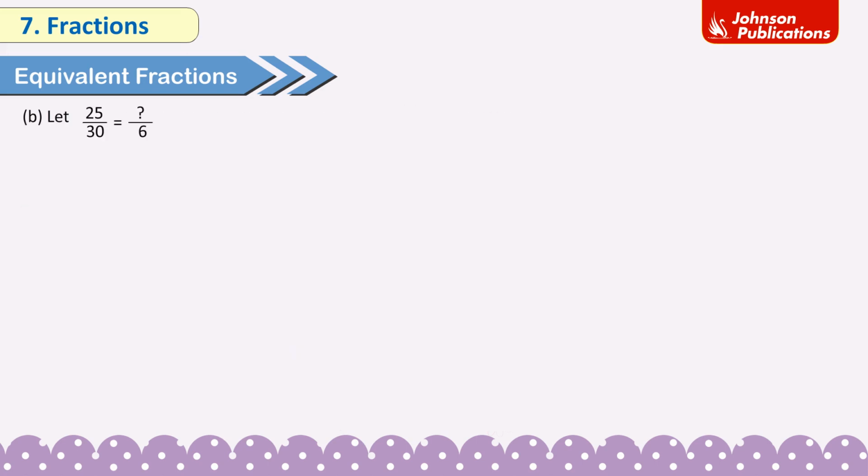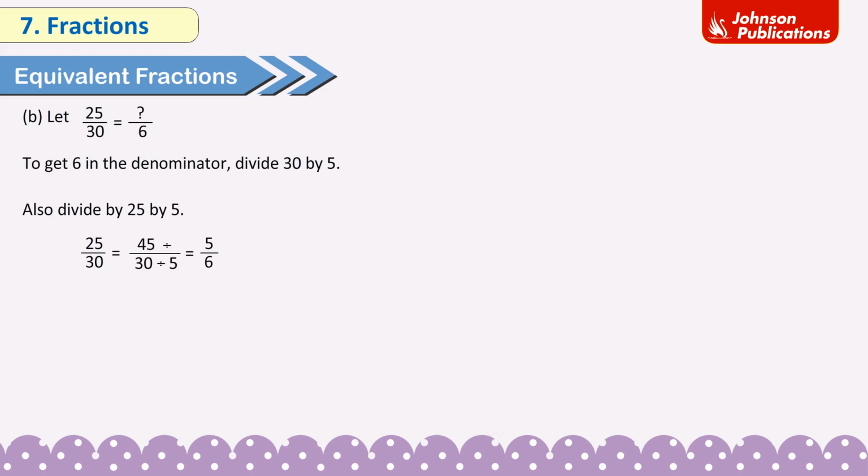B. Let 25/30 is equal to blank over 6. To get 6 in the denominator, divide 30 by 5. Also divide 25 by 5. 25/30 is equal to 25 divided by 5 over 30 divided by 5 is equal to 5/6.